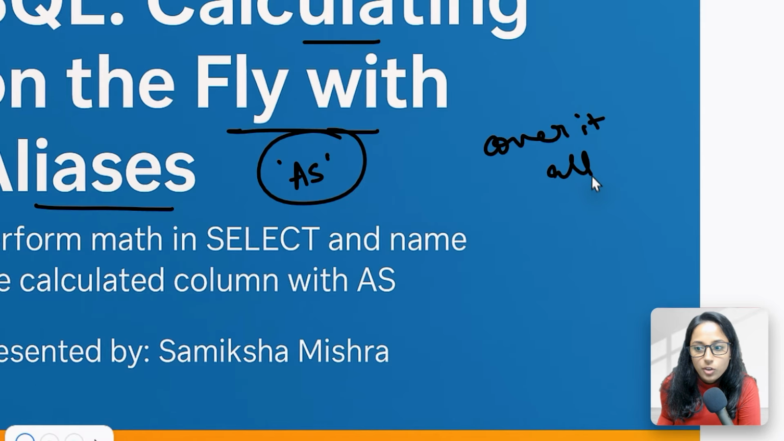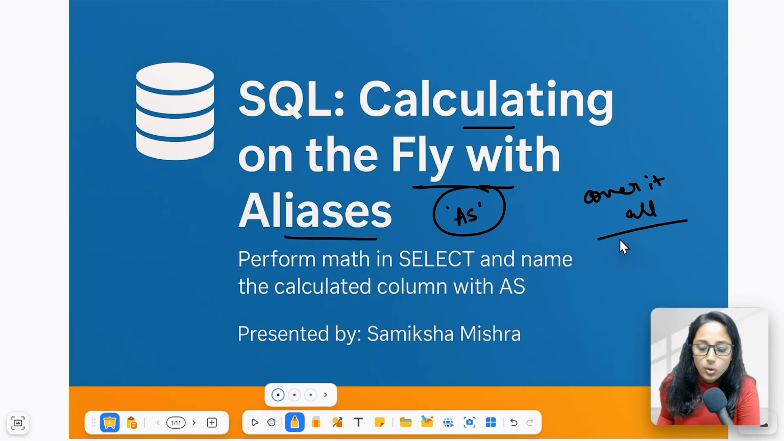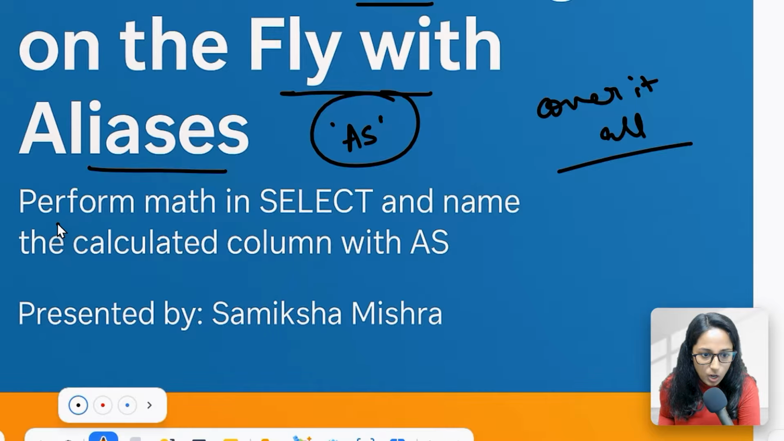By the end of this, you will be able to gain the confidence, and whenever you come across any of the queries which need to be calculated using on-the-fly aliases, you will be able to perform it seamlessly. We are going to extensively see how we can perform maths in SELECT and name the calculated column with the AS.